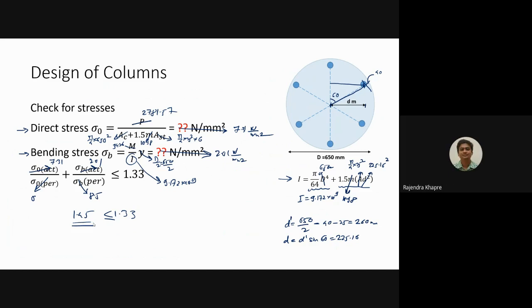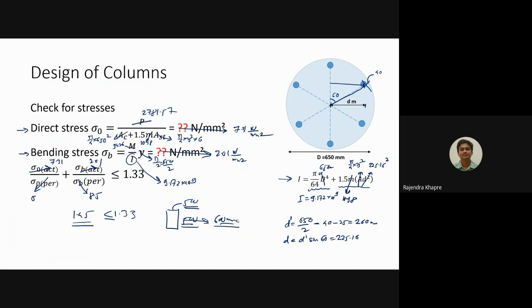Dimension of column, yes. We have assumed this as 500 by 500. So now we have to increase the depth. So you can try for 600 mm, and the entire design has to be repeated. Why? Because if you increase the depth, your wind calculations are going to change. So it is going to add some additional moment.